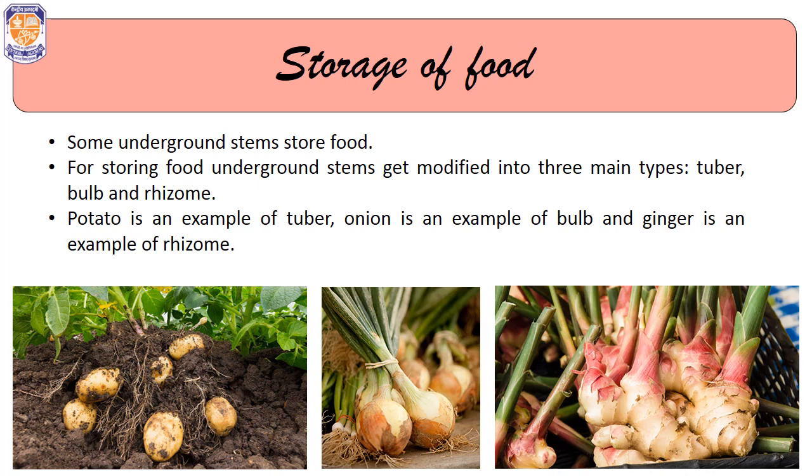So here also you can see, like in the case of root modification, where the root was modified for storage of food, in that case also the root was getting swollen up due to the accumulation of food. Here also, due to storage of food, the underground stem will be a little bit swollen. All the three examples are displayed here in the pictures. First picture is of potato, second picture is of onion, and the third picture is of ginger. In all the cases they are connected to their stem. The stem has not been removed.